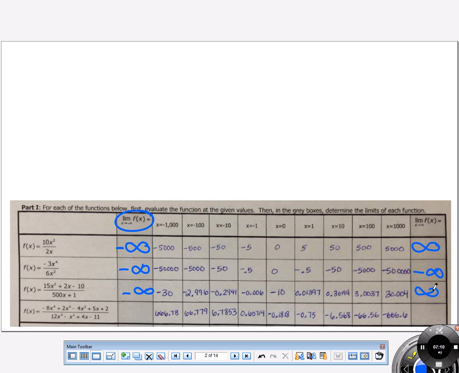Okay, what about the last one in this top section? Who can give me left end and right end behavior? Steven? Good.